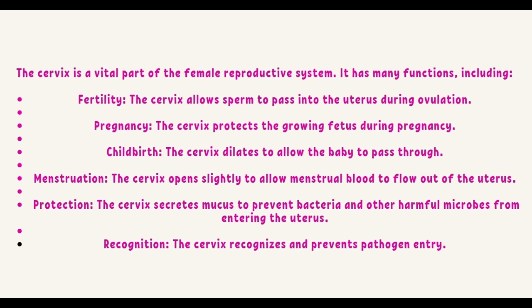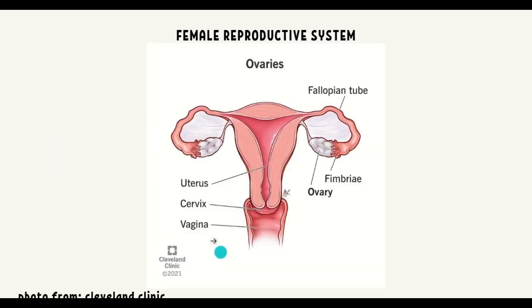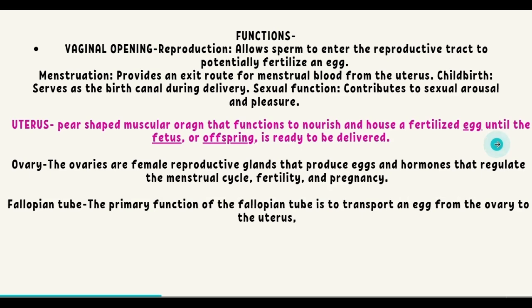For example, if I hear them say, "Oh, 2 centimeters dilated," that is basically what they mean. And then you have menstruation, where the cervix opens slightly to allow menstrual blood to flow out of the uterus. For protection, the cervix secretes mucus to prevent bacteria and other harmful microbes from entering the uterus. And in recognition, the cervix recognizes and prevents pathogenic entry. Right, so you can see that the cervix plays a very big role.